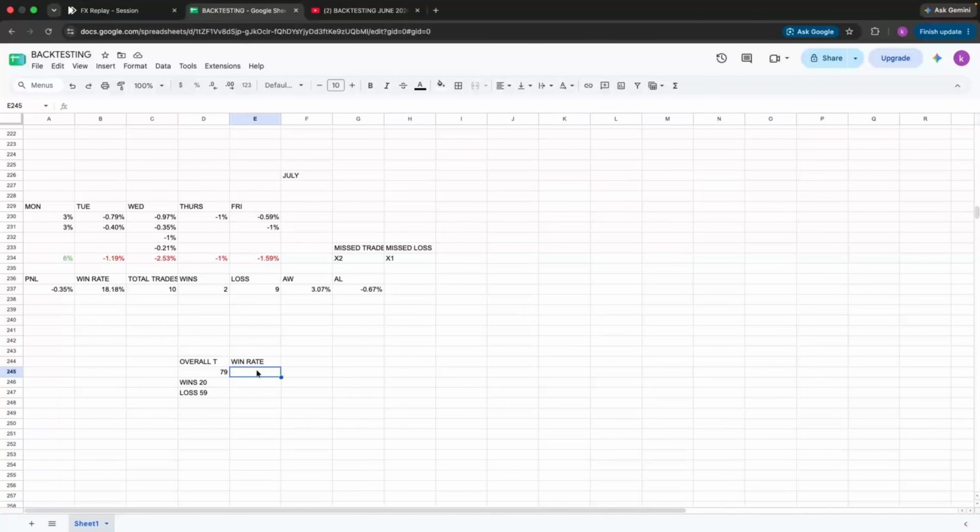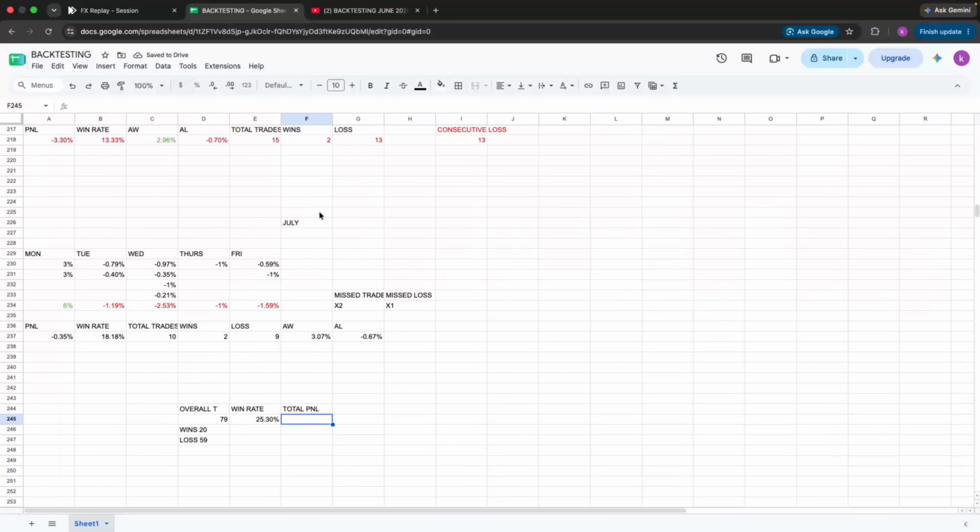A win percentage of 25.3%. And if you know 25%, risking 1% to gain 3%, you should be at a break even. So remember that total P&L. We're going to add up the total P&L. We're not going to include missed trades because that would make the stats unfair. We'll just go off the trades I've actually taken.